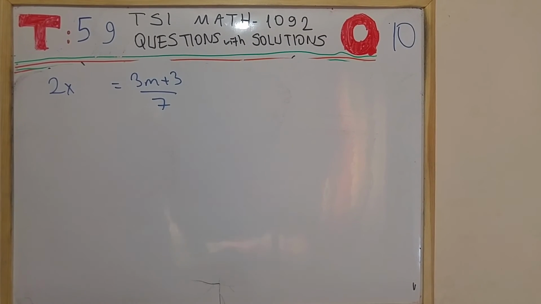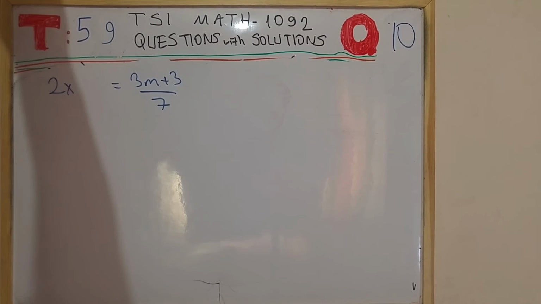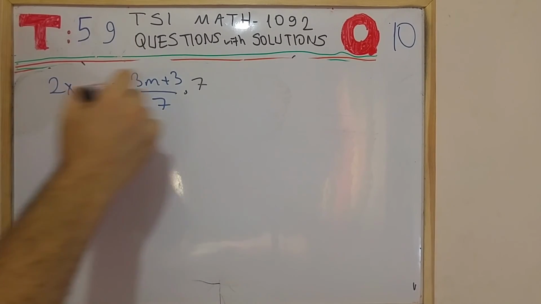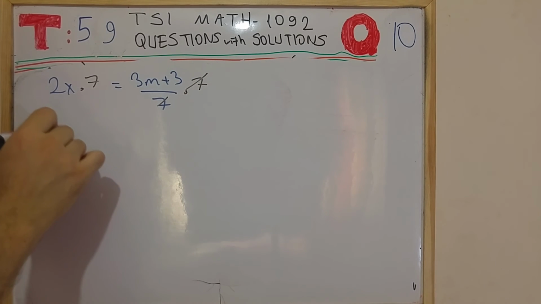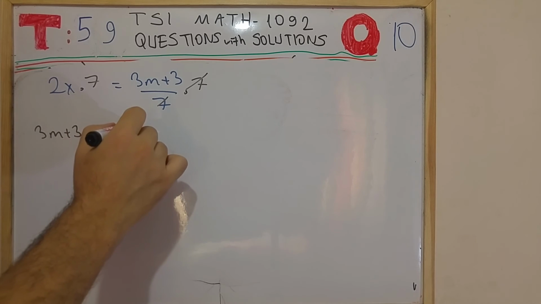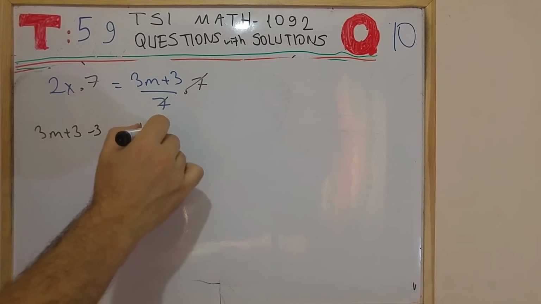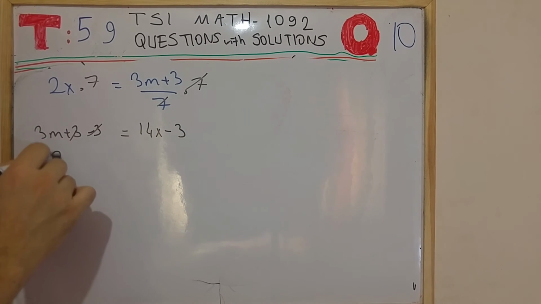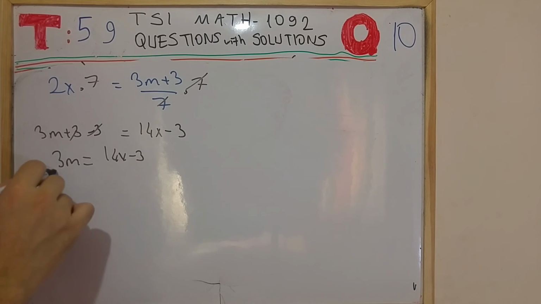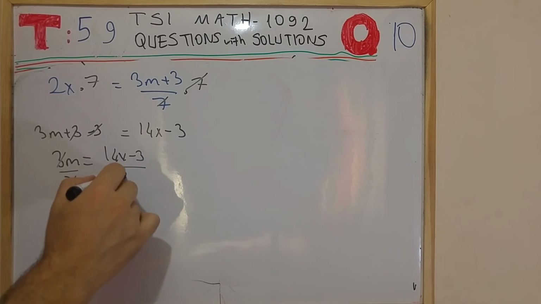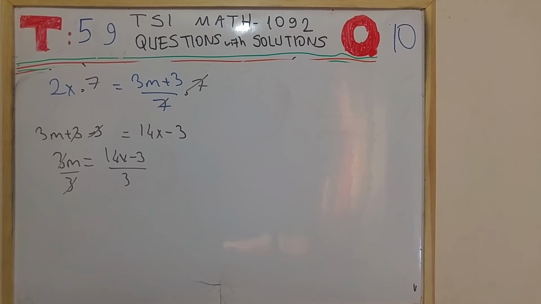I'm looking for m in terms of x, so I need to leave m alone. That's why I need to multiply each side by 7. Now what I have here is 3m plus 3 is equal to 14x. Now let me subtract 3 from each side, so that these are gone, and I have 3m is equal to 14x minus 3. When I divide each side by 3, I get the result. M is equal to 14x minus 3 over 3.